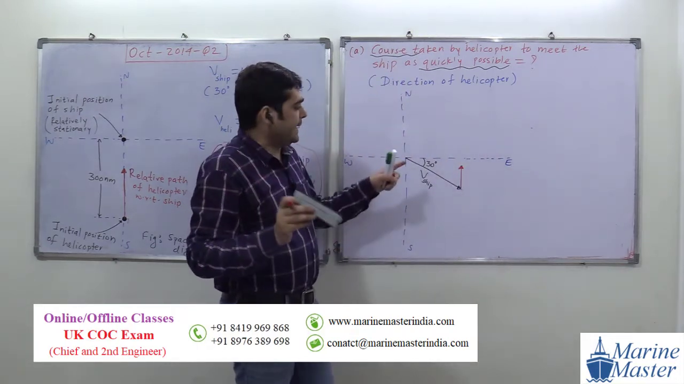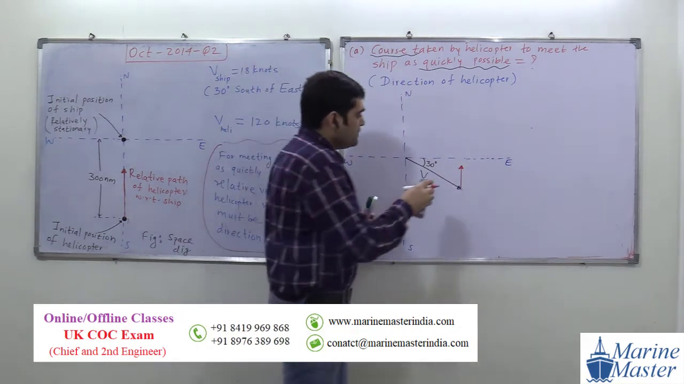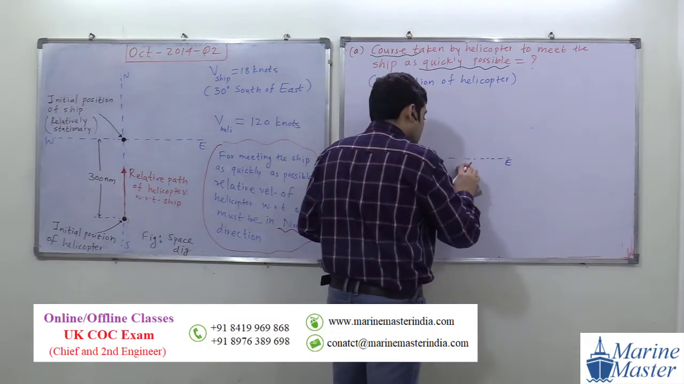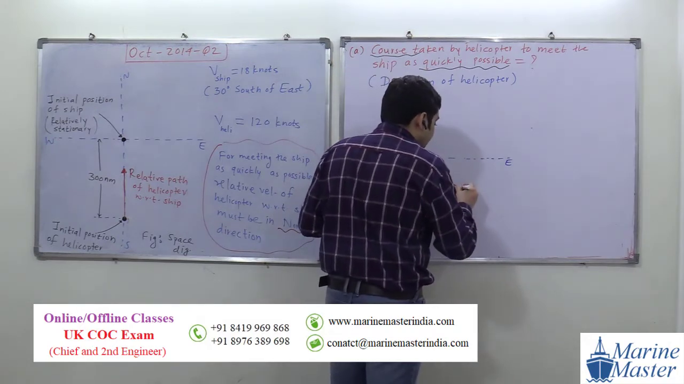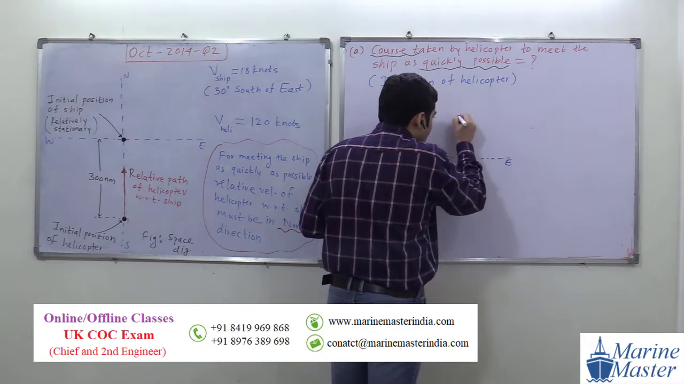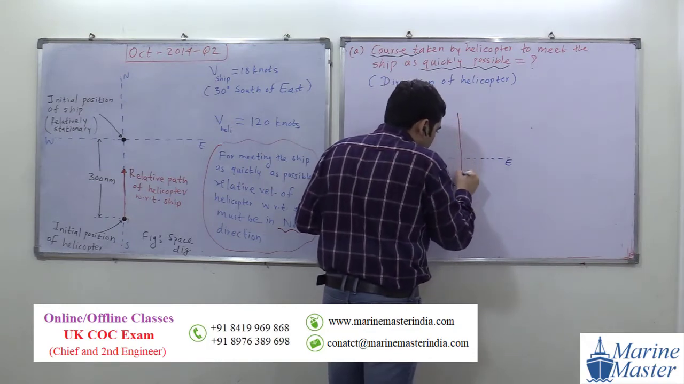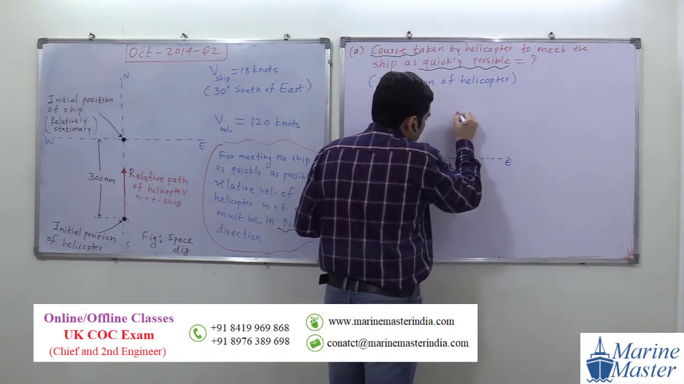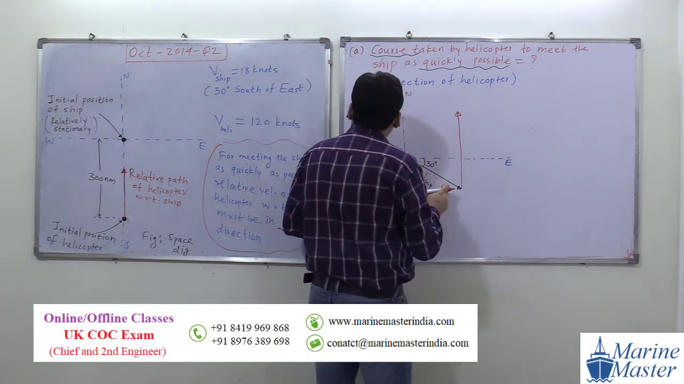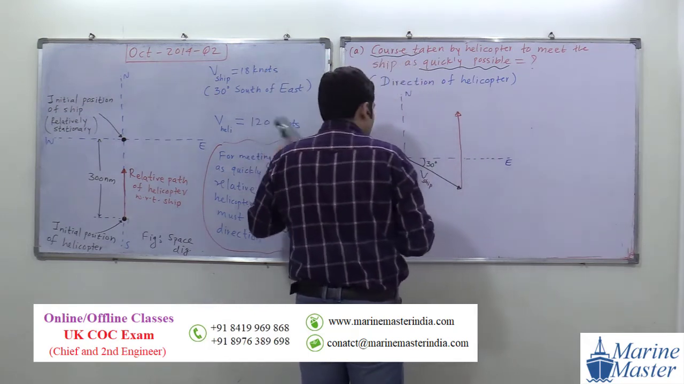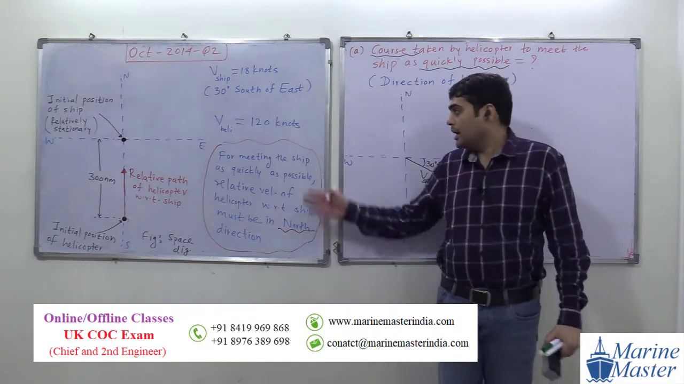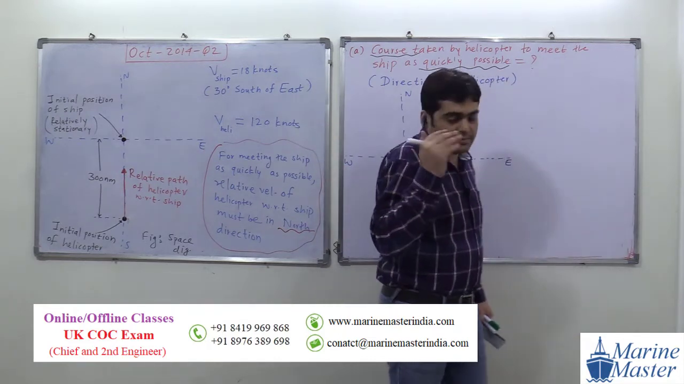Why have I not ended here? Instead of that, yes, the velocity, the speed of the helicopter, is very, very high, guys. So the relative velocity will also be approximately high itself. That's why V ship is very small, 18 knots only. But V helicopter is how much? 120 knots, guys. Try to see the speed of the helicopter.